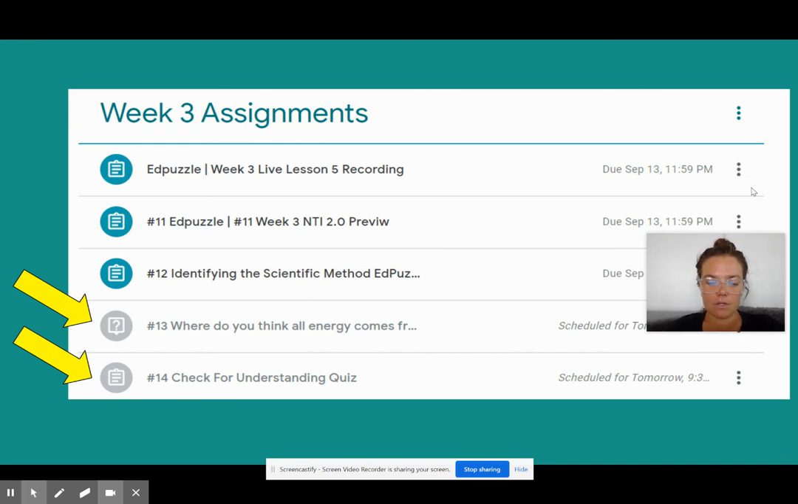So now you have 2 assignments that should be posted for you. Number 13, which is a question which you are going to answer using my sentence structure, kind of like we did last week for the assignment where you explained how you are like a scientist. And then you have your check for understanding quiz, which is posted as well. Remember that the idea is that you want to get all of the other work done first before you do that check for understanding quiz.